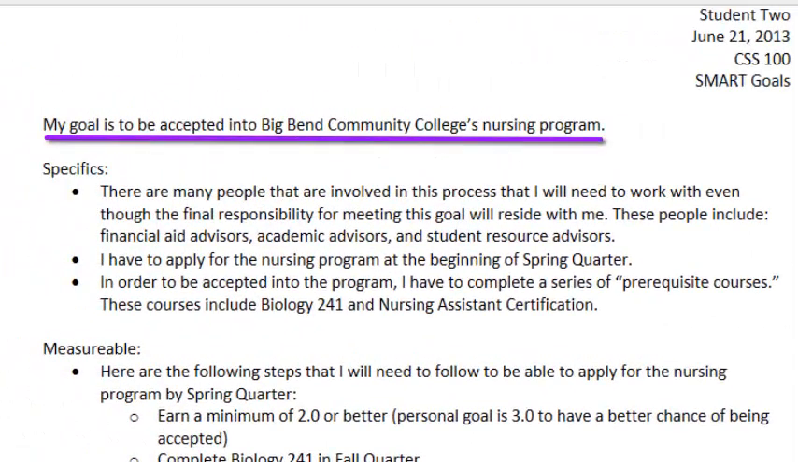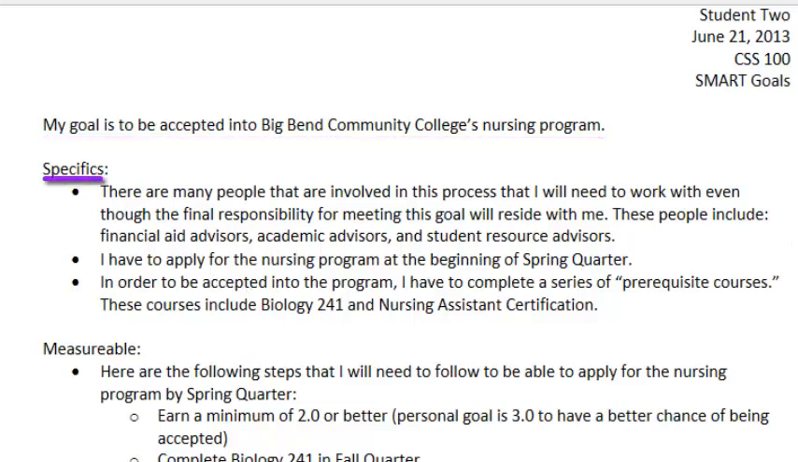It says, my goal is to be accepted into Big Bend Community College Nursing Program. Specifics, there are many people that are involved in this process that I will need to work with, even though the final responsibility for meeting this goal resides with me. These people include financial aid advisors, academic advisors, and student resource advisors. I have to apply for the nursing program at the beginning of spring quarter. In order to be accepted into the program, I have to complete a series of prerequisite courses. These courses include Biology 241 and Nursing Assistant Certification.